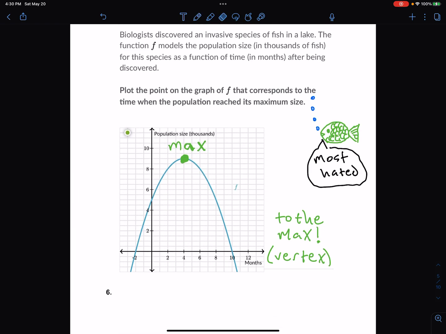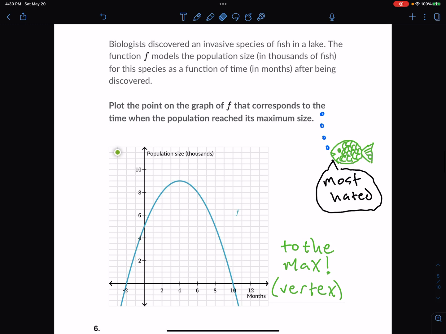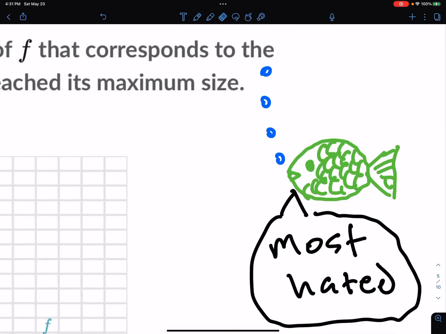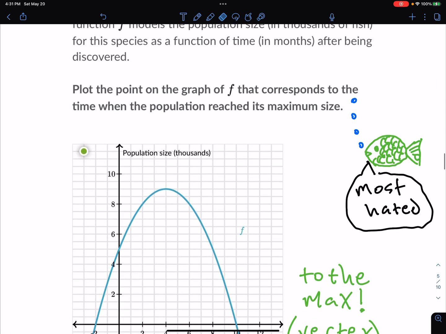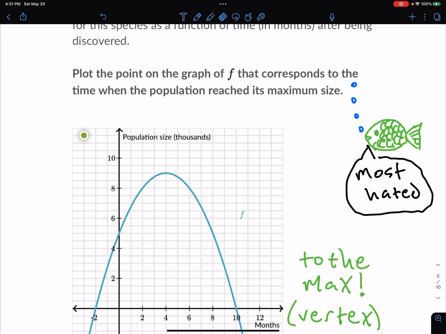How about this one? Let's erase this. Biologists discovered an invasive species of fish in a lake. The function f models the population size in thousands of fish for this species as a function of time in months after being discovered. Plot the point on the graph of f that corresponds to the time when the population reaches maximum size. So here's my fish right here. He's the most hated. So we're going to go to the max. What's the max? That's our vertex.